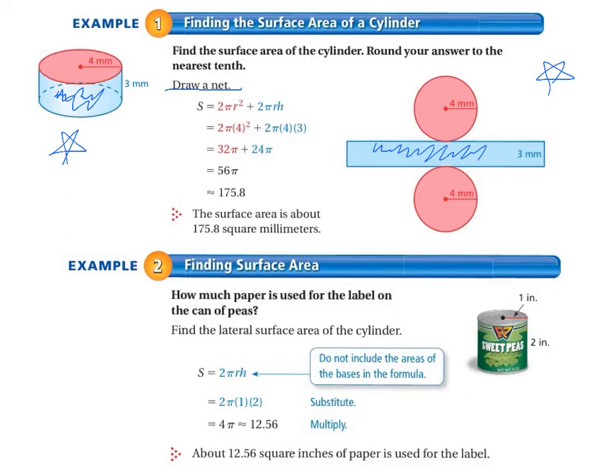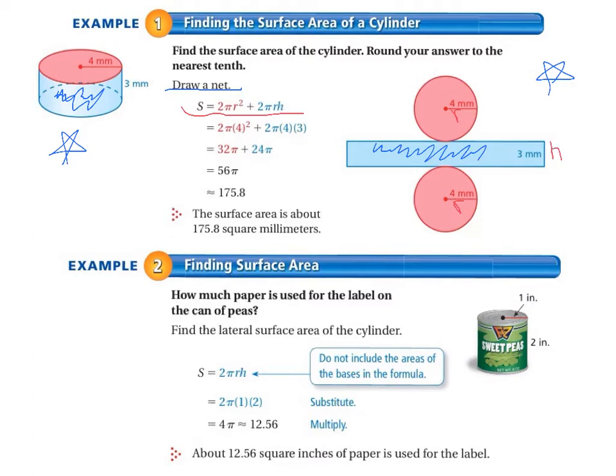Now let's take a look at the formula that's given to us. S equals 2 pi r squared plus 2 pi r h, where h is height. And I'm going to label all of our numbers here. Now the r is radius, which is 4, so there's my radius. And the h is height, which is 3. So here's my height, 3.